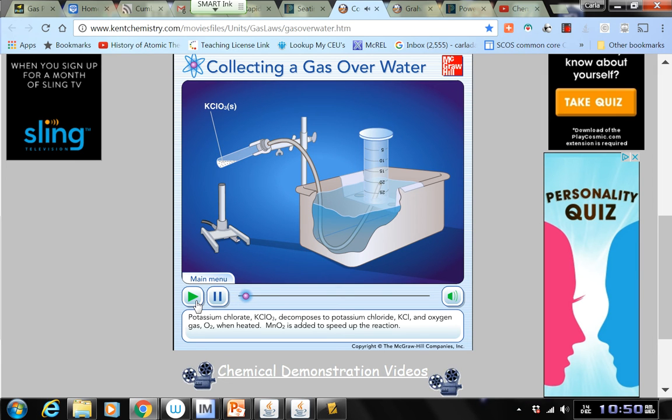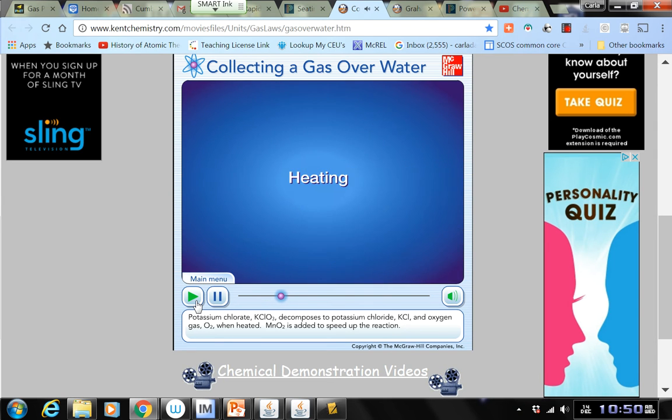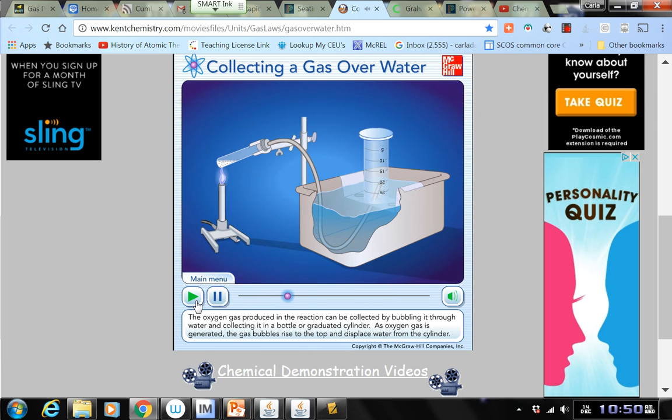Potassium chlorate, KClO3, decomposes to potassium chloride, KCl, and oxygen gas, O2, when heated. Manganese peroxide, MnO2, is added to speed up the reaction. The oxygen gas produced in the reaction can be collected by bubbling it through water and collecting it in a bottle or graduated cylinder. As oxygen gas is generated, the gas bubbles rise to the top and displace water from the cylinder. This method of collecting a gas is based on the assumptions that the gas does not react with water and that it is not appreciably soluble in it.